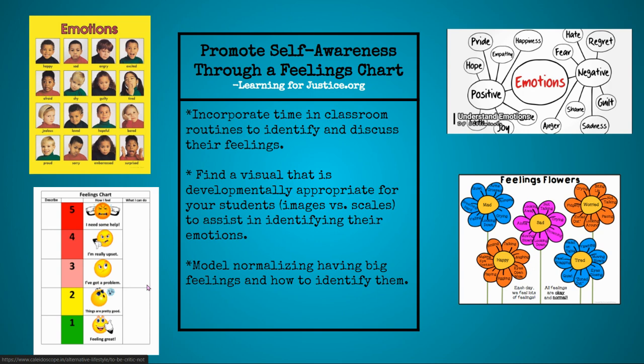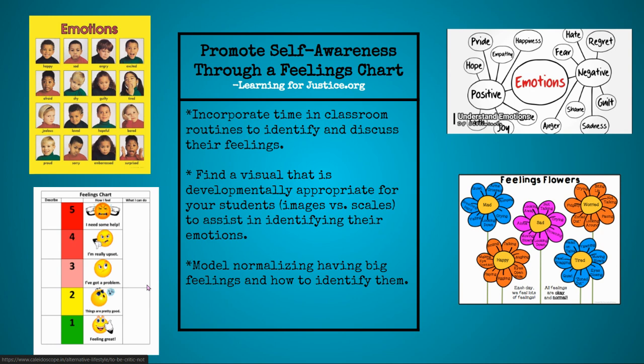Find visuals that are developmentally appropriate for the students. If they're young, maybe you want to use photographs, pictures, emojis, versus being older, you just use the words. You can use images versus scales. Help them, assist them in identifying their emotions. That's a skill that needs to be taught. And usually their vocabulary is very limited to mad, happy, sad. When we meet them in school, so we need to build their vocabulary and their feelings.